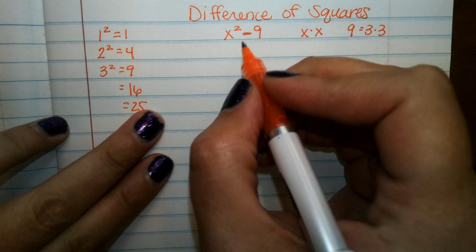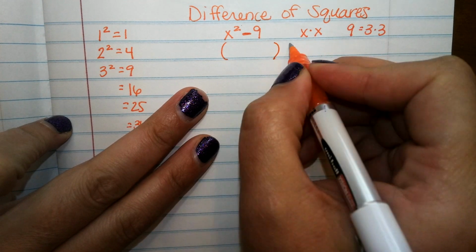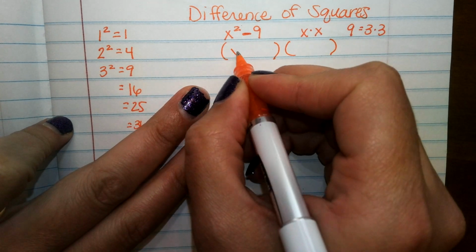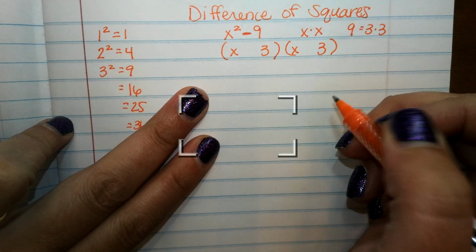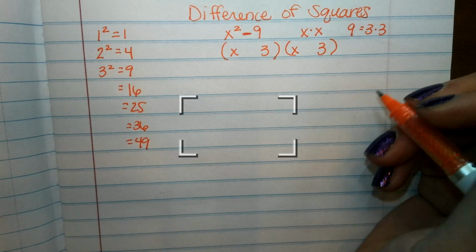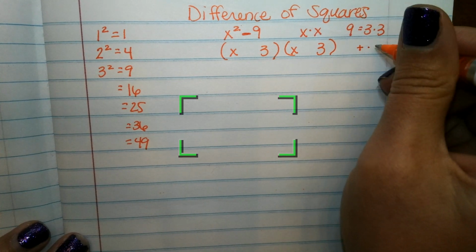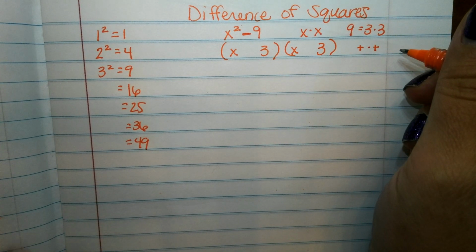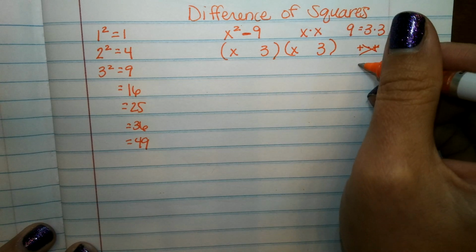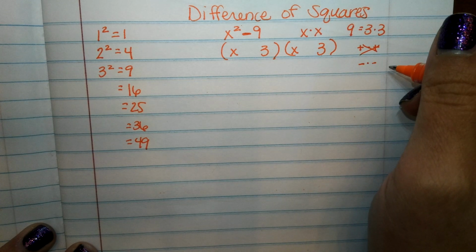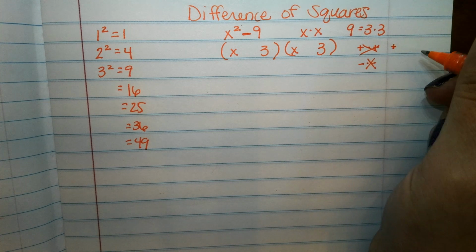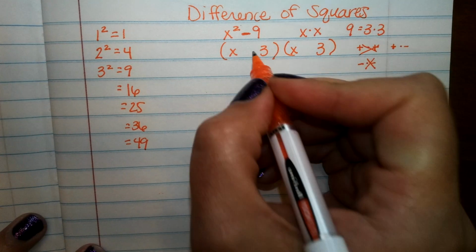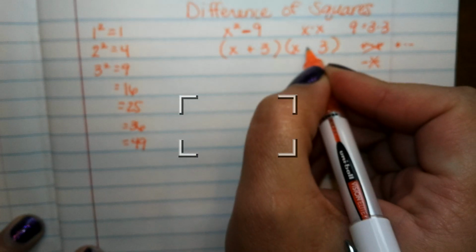Now, the way this factors is we need two sets of parentheses. We're going to have x and x, 3 and 3. Now, to get a negative sign, if I take a positive times a positive, does that give me a negative? No. If I take a negative times a negative, does that give me a negative? No. The only way this is going to happen is if I take a positive times a negative. So I'm just going to go positive, negative.